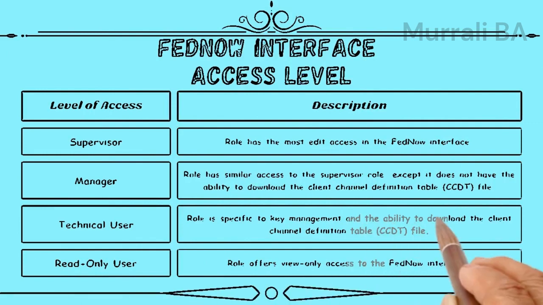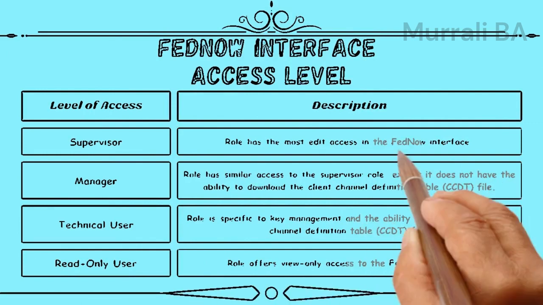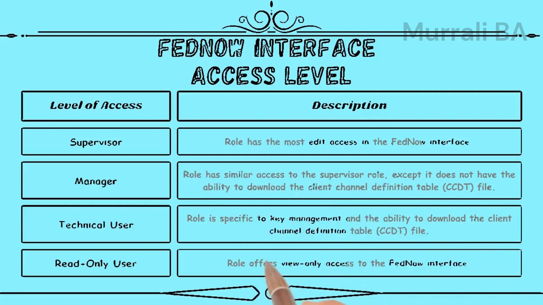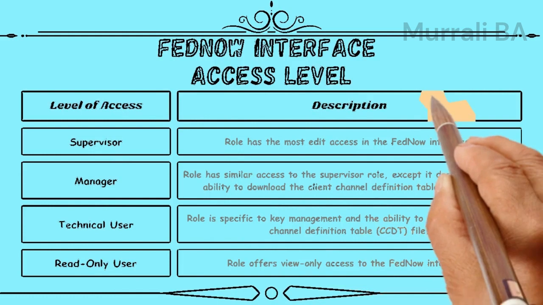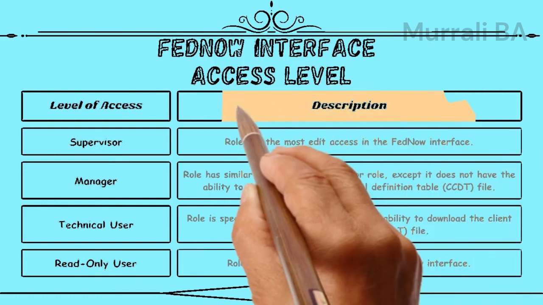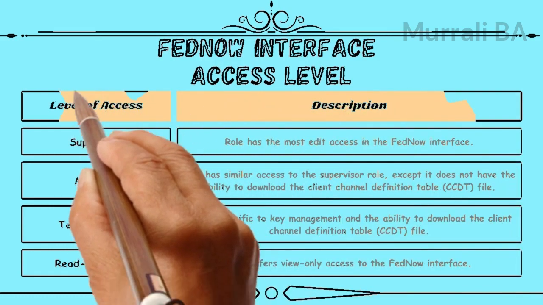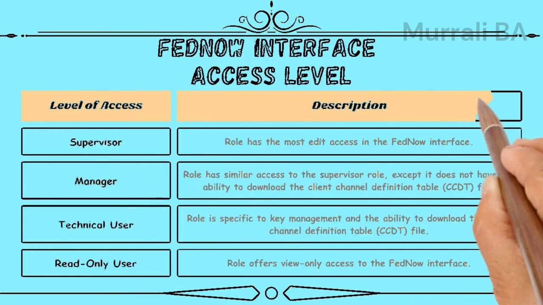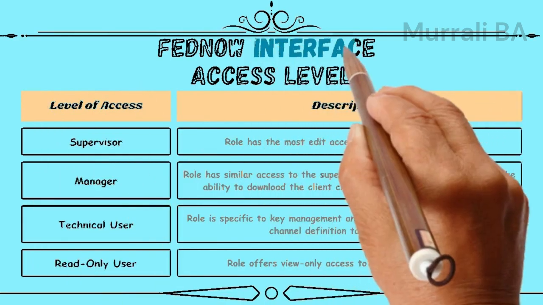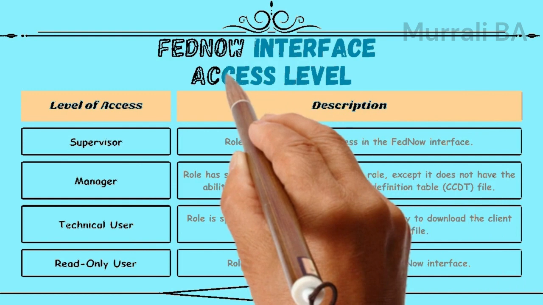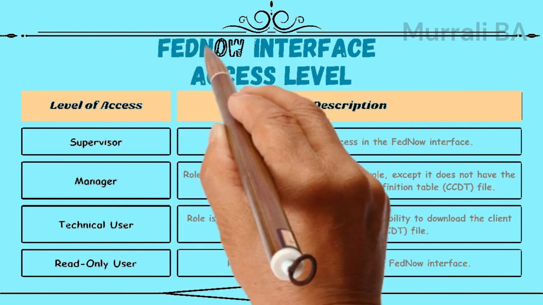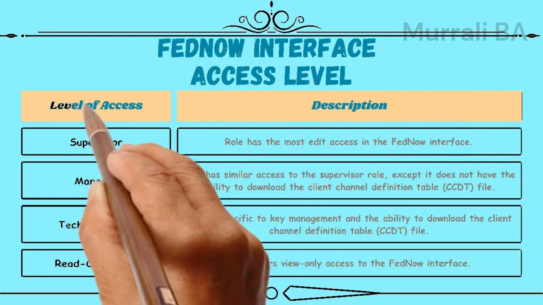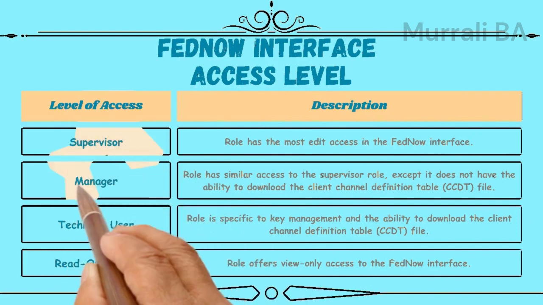The first one is supervisor. It is like a super user, or maybe you can call it an admin user. So the supervisor role has the most edit access in the FedNow interface. Next one is the manager. This role has similar access to the supervisor role, except it does not have the ability to download the client channel definition table, which is the CCDT file.